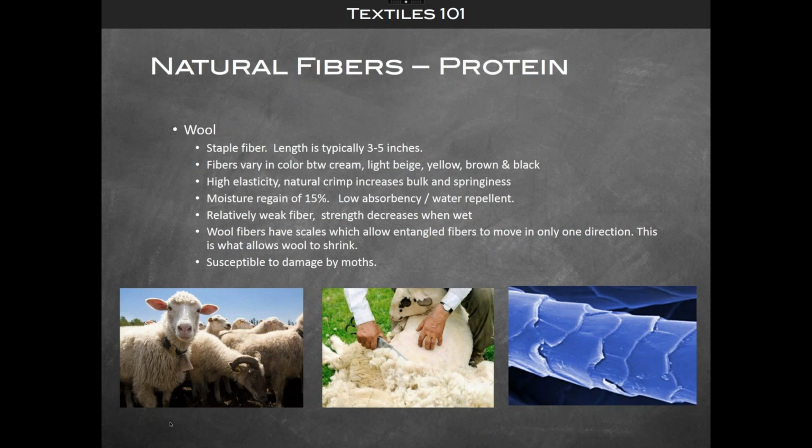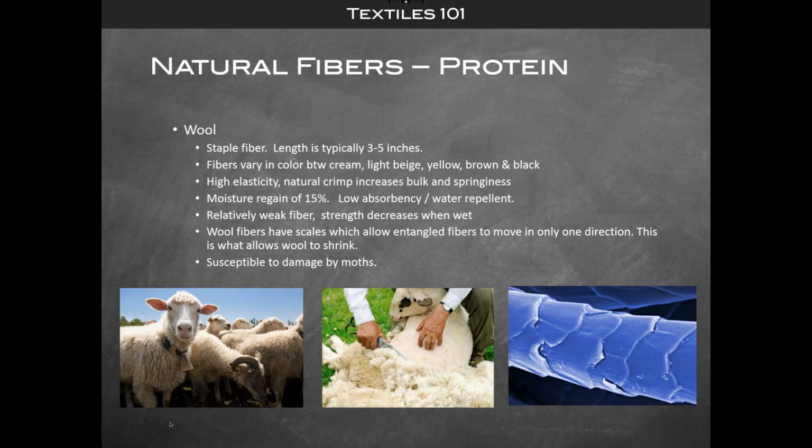On the other hand, we have protein fibers. Protein fibers come from animals. An example of a protein fiber would be wool. Wool is also a staple fiber. Its length is 3 to 5 inches typically. And fibers vary in color between whatever color your sheep is. So if you have a white sheep or a brown sheep, that's going to be, of course, the color of your fiber. Wool has high elasticity and a natural crimp that increases its bulk and springiness.